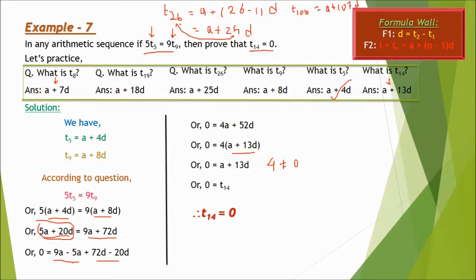There is one question for you. You can see it on the same slide. Try this. In an arithmetic sequence, if T7 by T11 is equal to 11 by 7, then we have to find the value of T18. You have to do it in the same way, exactly the same way. You can easily do this question.